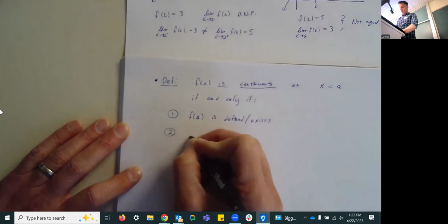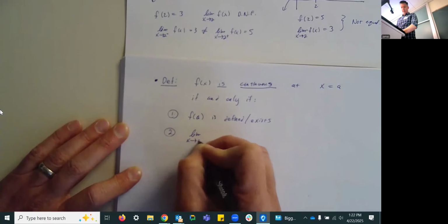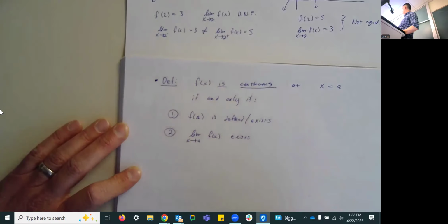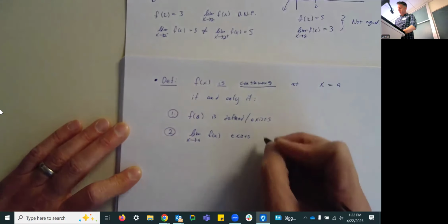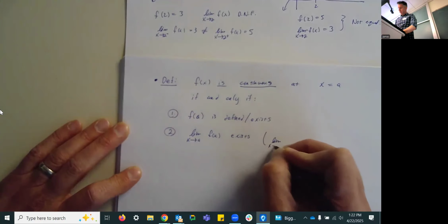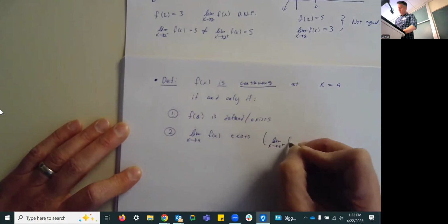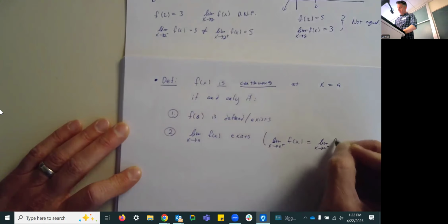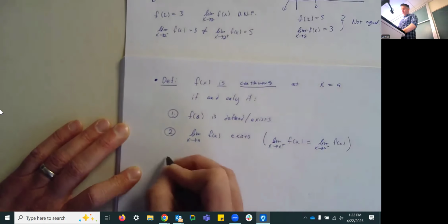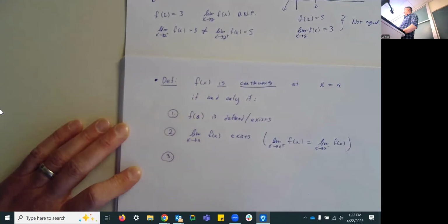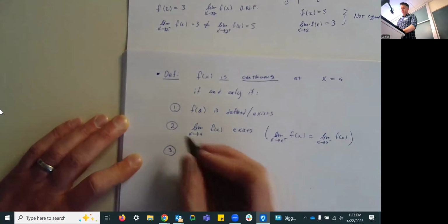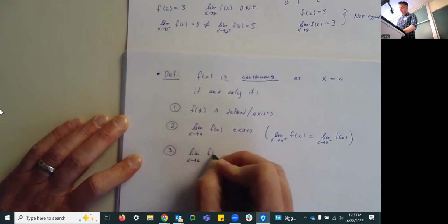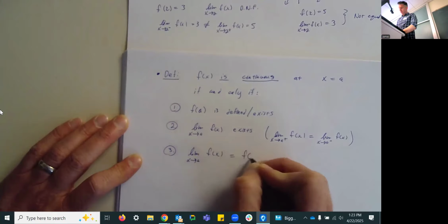Two, the limit as x approaches a of f of x exists, which usually means checking that the left-hand limit and the right-hand limit are equal to each other. The limit as x approaches a from the right of f of x is equal to the limit as x approaches a from the left of f of x. And finally, the third part, which is technically the only part you actually need, is that they're equal to each other. The limit as x approaches a of f of x is equal to f of a.